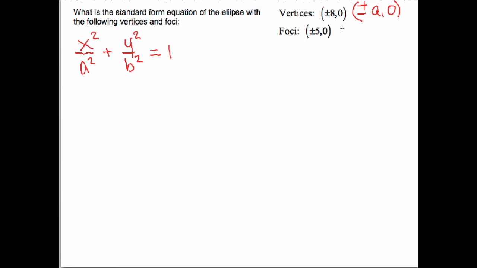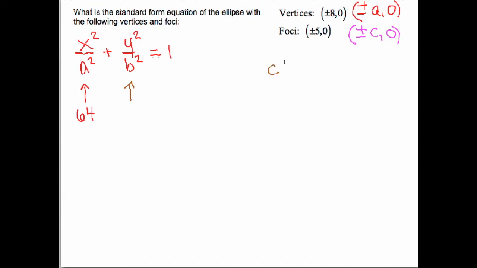Next thing we're going to do is recognize the foci are plus and minus 5, 0. So in our world, that's plus and minus c, 0. So let's see what information we have. We know that a is equal to 8. So a squared would be what? It would be 64. What we have to do is figure out what b squared is.